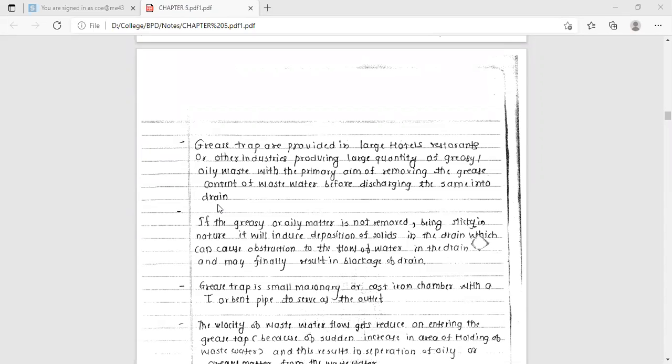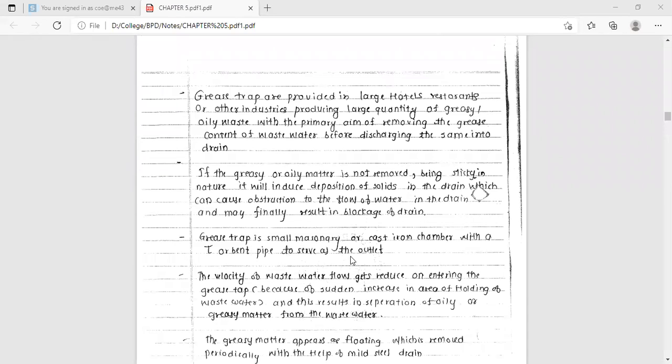If the greasy or oily matter is not removed, being sticky in nature, it will induce deposition of solids in the drain, which can cause obstruction to the flow of water in the drain and may finally result in a blockage of drains. Okay, so if we do not remove the oily or greasy matter from the wastewater, then due to that, blockage of the drain will occur. So to avoid that, we have to go for it.